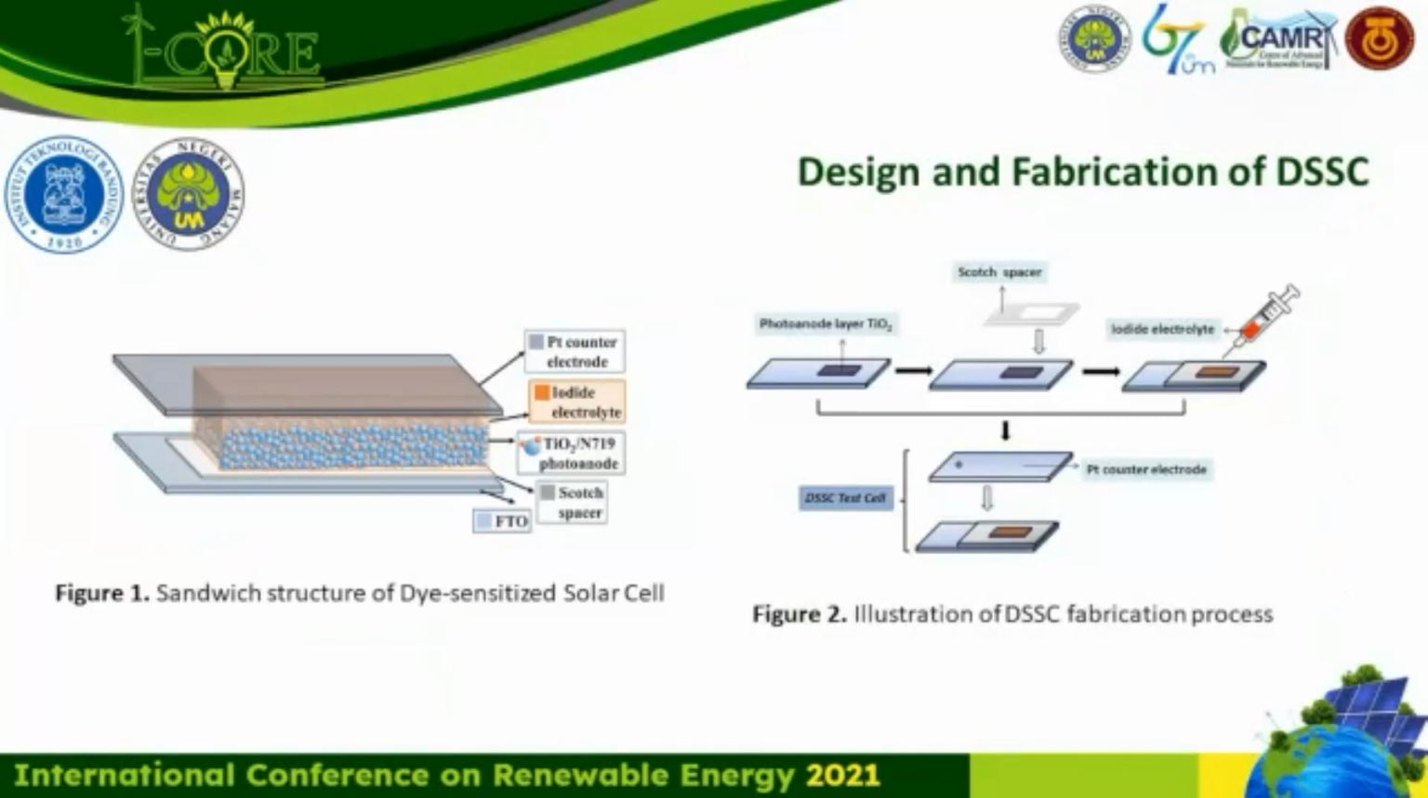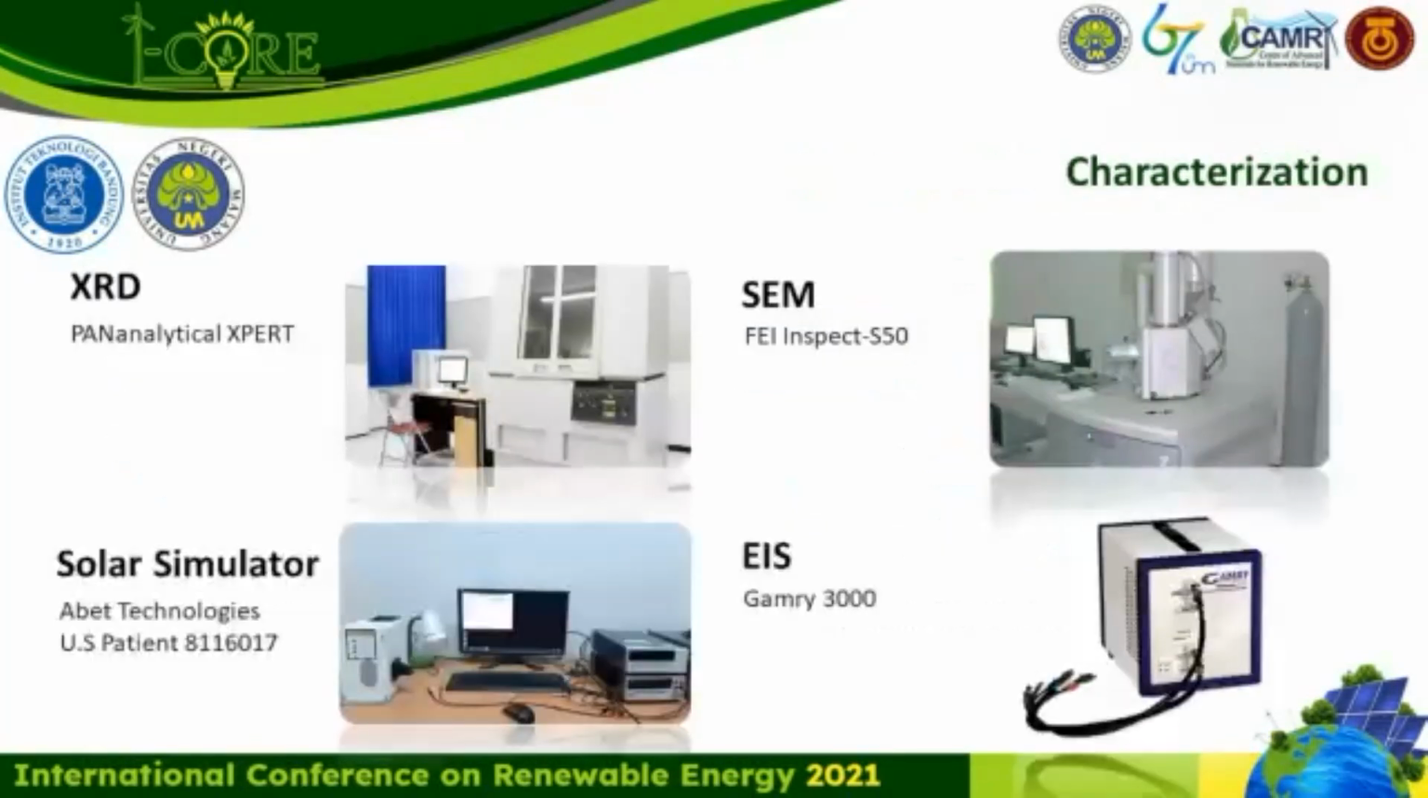This is the design and fabrication of the DSSC in our research. Figure 1 shows the sandwich structure of the dye-sensitized solar cell, and Figure 2 gives information about the illustration of the DSSC fabrication process. Our samples were characterized with four characterizations: XRD, SEM, Solar Simulator, and EIS.